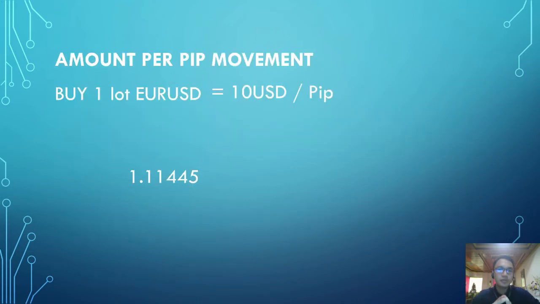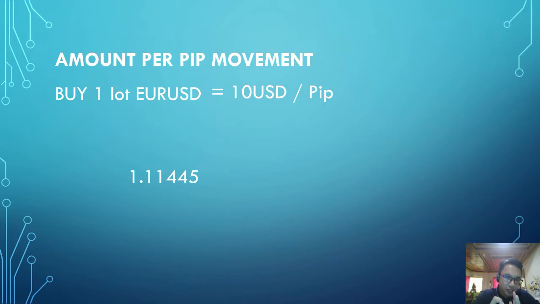Then amount per pip movement. So we also need to know how much amount it would be per movement of price, or per pip movement. But before that, let me discuss to you how we order in the foreign exchange.